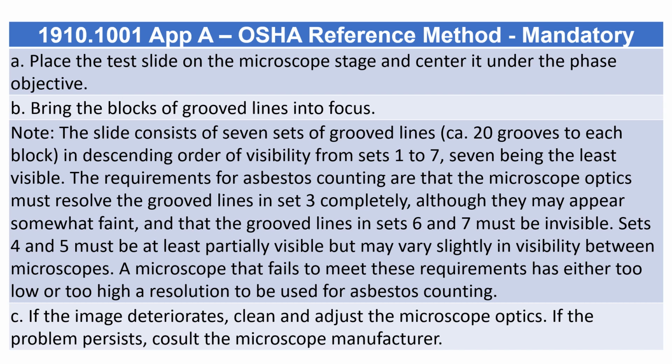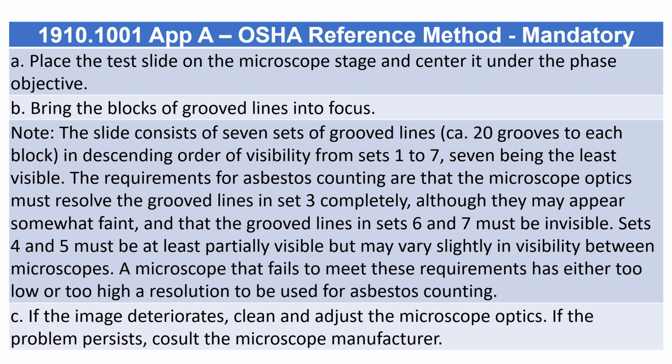Note: the slide consists of 7 sets of groove lines, ca. 20 grooves to each block, in descending order of visibility from sets 1 to 7, 7 being the least visible. The requirements for asbestos counting are that the microscope optics must resolve the groove lines in set 3 completely, although they may appear somewhat faint, and that the groove lines in sets 6 and 7 must be invisible.